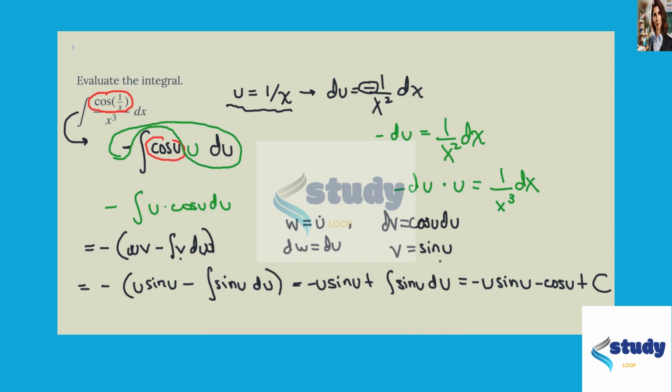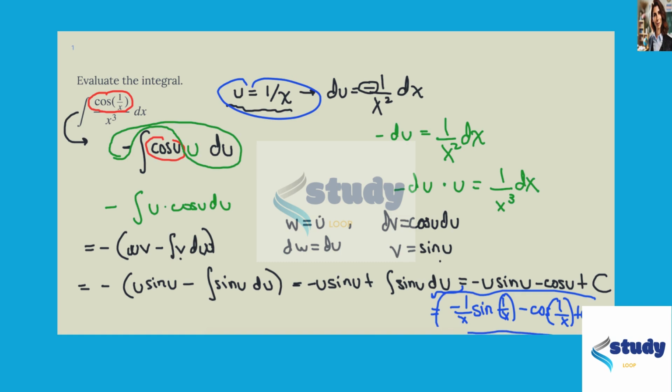Now we've evaluated the integral, but the last step here will be to come up to this u substitution so that you can replace u in terms of x. So this last step here is just to do that, replace u. So u is 1 over x: negative 1 over x times sine 1 over x, and then we have minus cosine 1 over x, and then plus c. And that's our final answer.